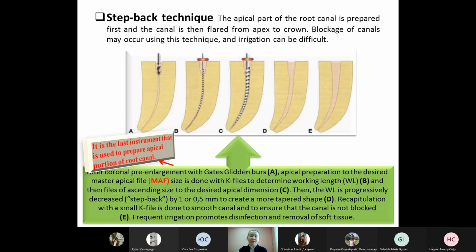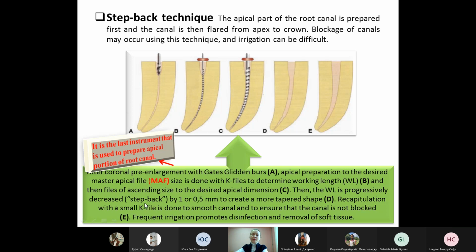Step-back technique refers to apical crown methods. So in general, the apical part of the root canal is prepared first, and the canal is then flared from apex to crown. During this treatment technique, the blockage of canals can occur and irrigation can be difficult. Such are the steps of the step-back technique we have.